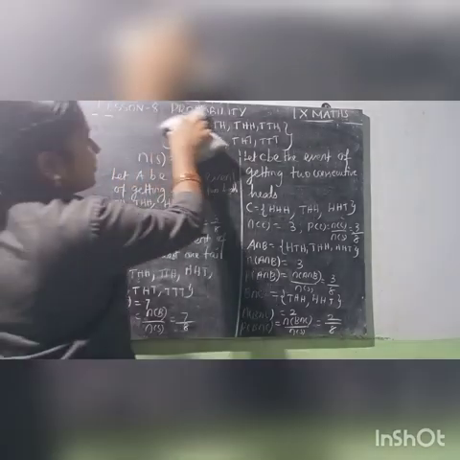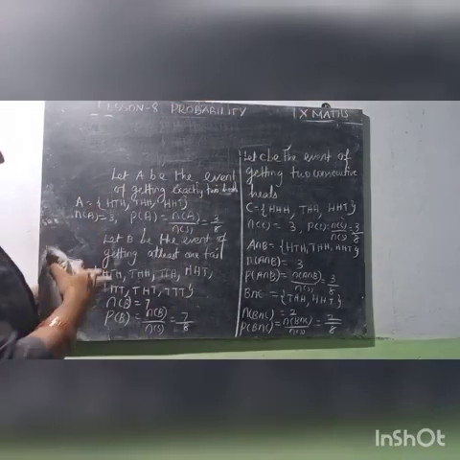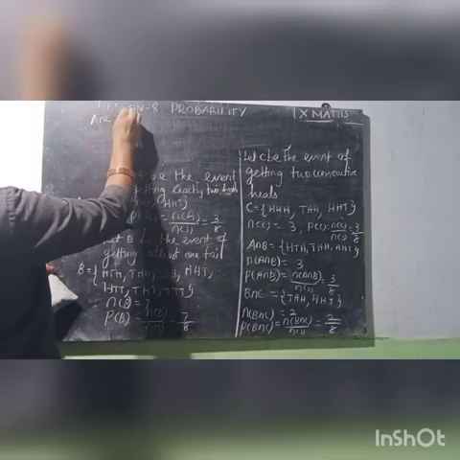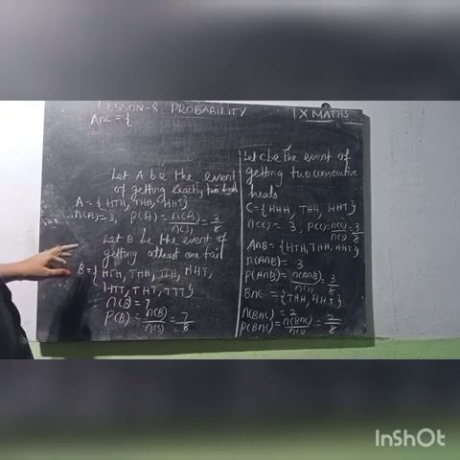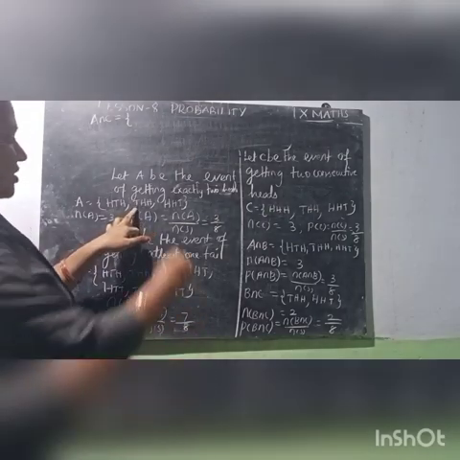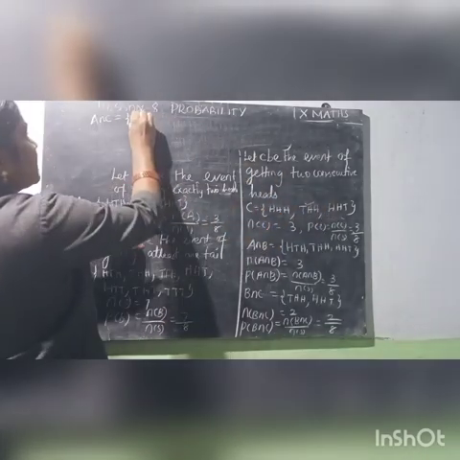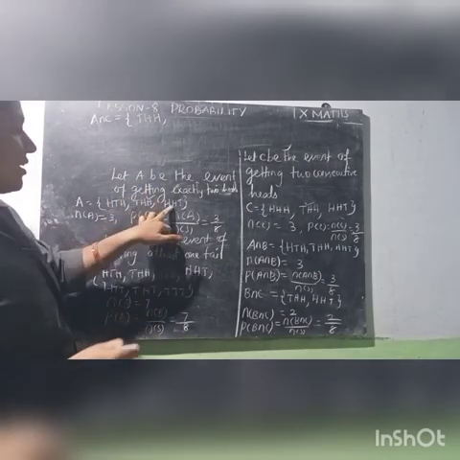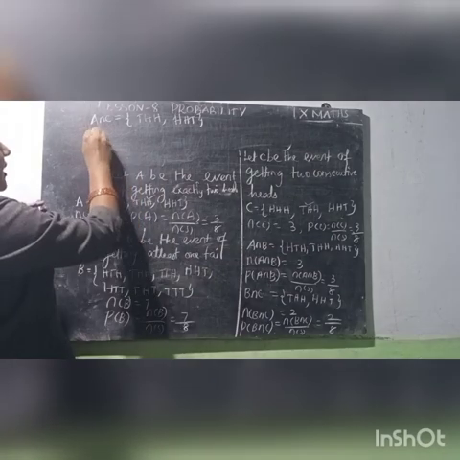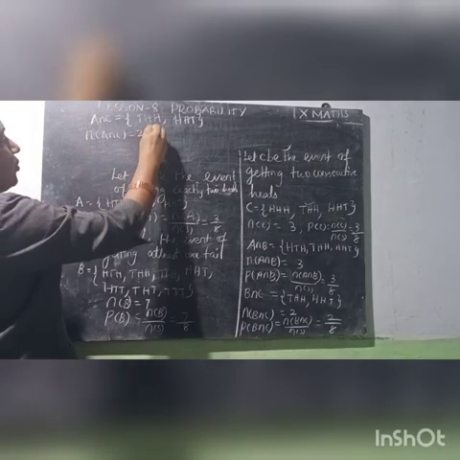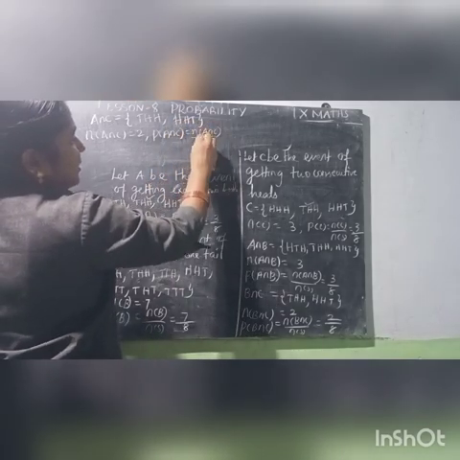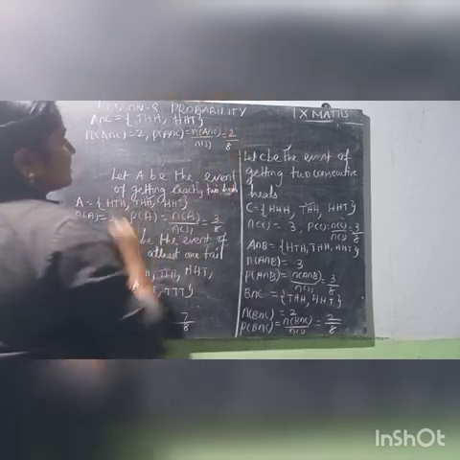Next one. B and C over, then C and A, or A and C common events. HTH, no HTH; THH is common. So write THH, then HHT also common for both. So HHT. Now N of A intersection C equal to 2. So P of A intersection C equal to N of A intersection C by N of S, 2 by 8.